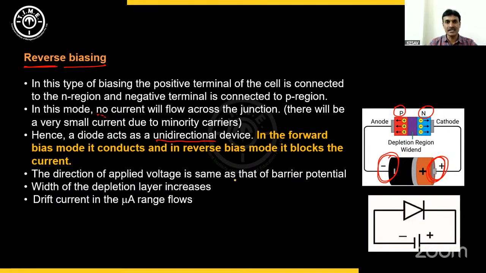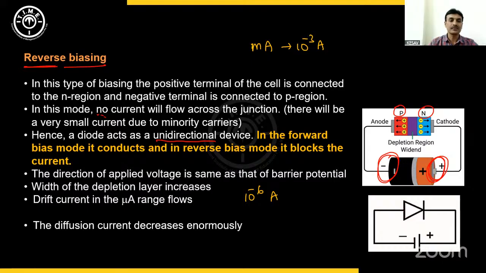And if there is any current passing, literally a very small magnitude of current will be passing through due to minority charge carriers. You can consider it as 0. But if you want to measure that current, it will be in the order of microampere. Very, very small current. Micro stands for 10 power minus 6, 10 power minus 6 ampere. Whereas in forward bias mode, it is in the order of milliampere, where milliampere is 10 power minus 3 ampere. So it is differing by 1000 times. So much smaller is the current in reverse bias mode.